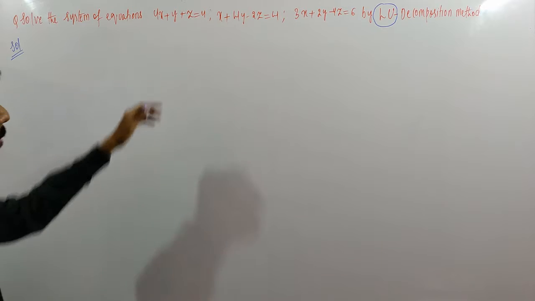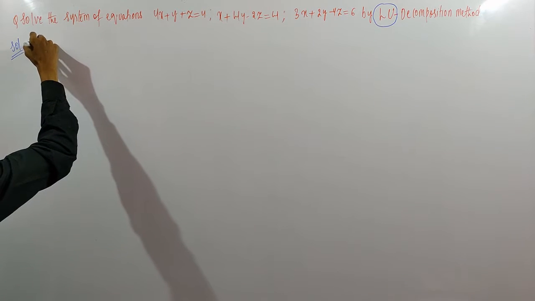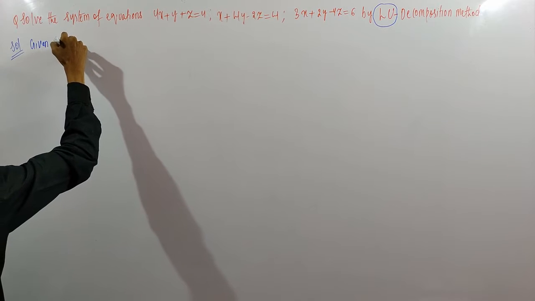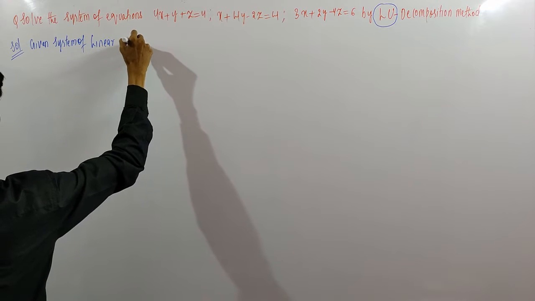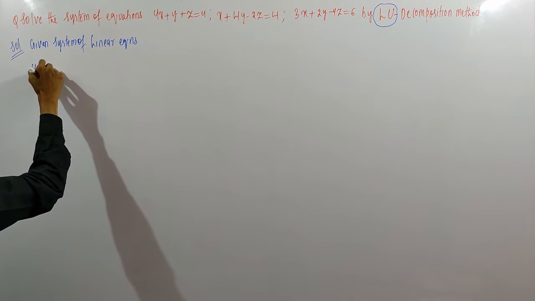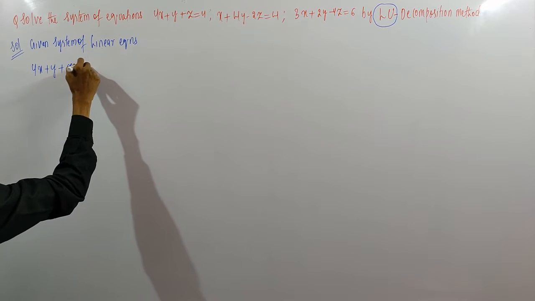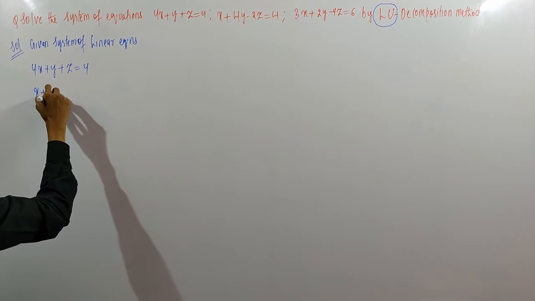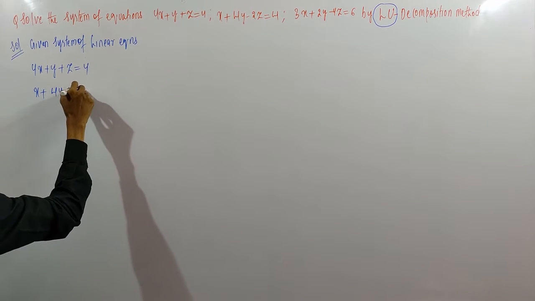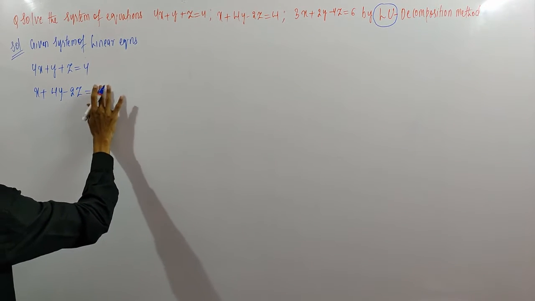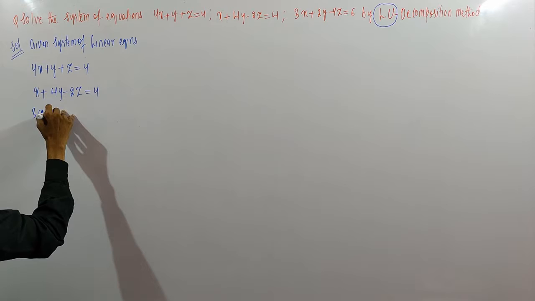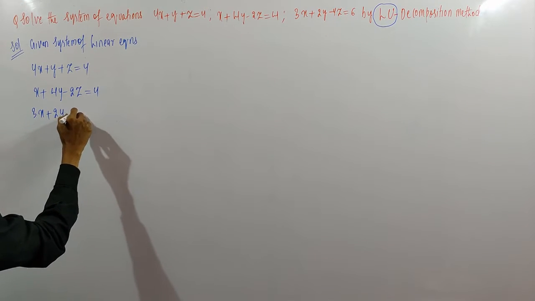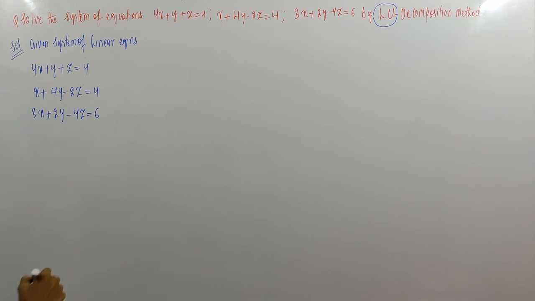Solution: write down the given system of linear equations. First, we have 4x plus y plus z is equal to 4, x plus 4y minus 2z is equal to 4. Next we have 3x plus 2y minus 4z is equal to 6. Okay, we have been given three equations.